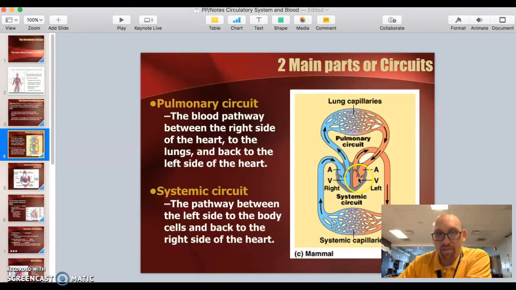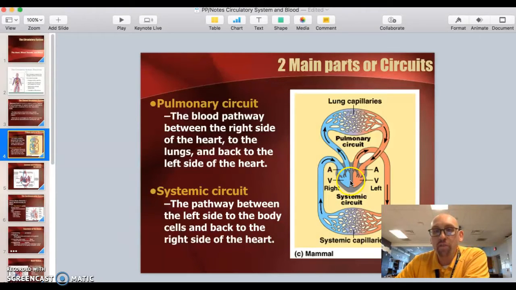The systemic system then is where the heart is going to receive the blood from the lungs, and it's going to be pumping the blood out to the body to deliver the oxygen and nutrients to your cells, and then return that blood back to the heart, which is now lacking oxygen and carrying a lot of the waste.